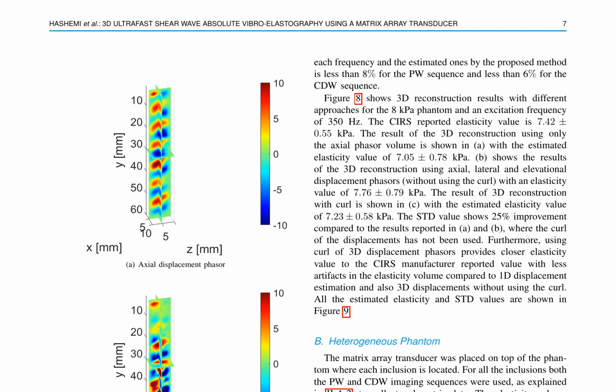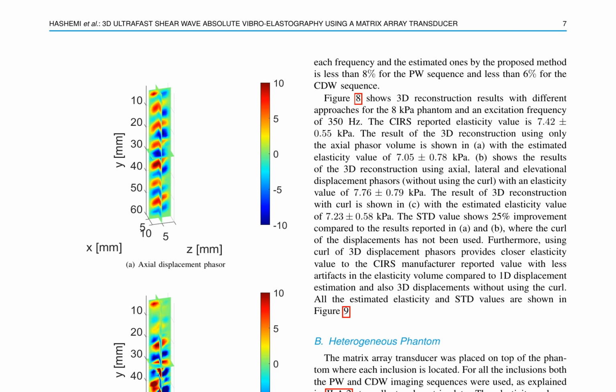Axial, lateral, and elevational displacement phasors are shown, with elasticity values estimated from these phasors compared to those obtained through different approaches. These include axial phasors only, axial, lateral, and elevational phasors without curl, and axial, lateral, and elevational phasors with curl. The incorporation of curl in 3D displacement phasors results in a closer elasticity value to the CIRS manufacturer reported value, accompanied by fewer artifacts in the elasticity volume compared to 1D displacement estimation and 3D displacements without curl.